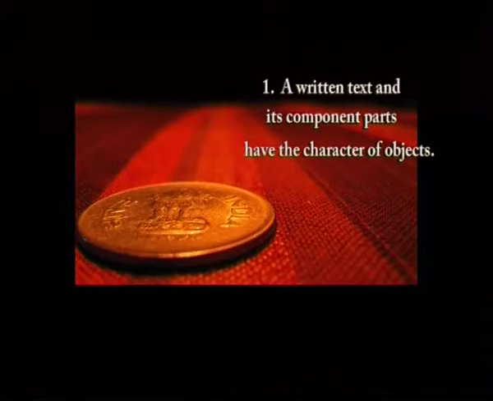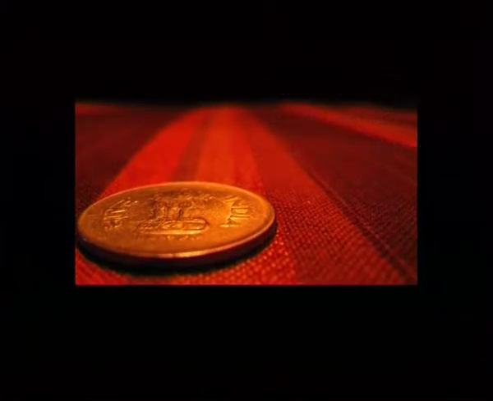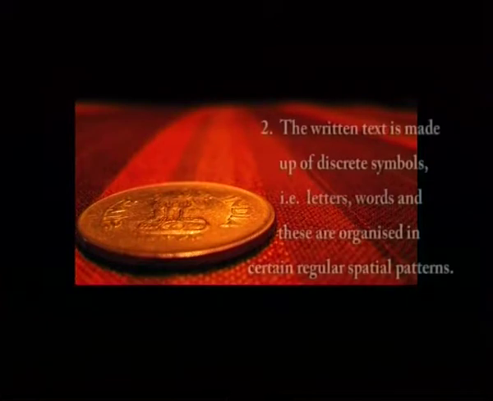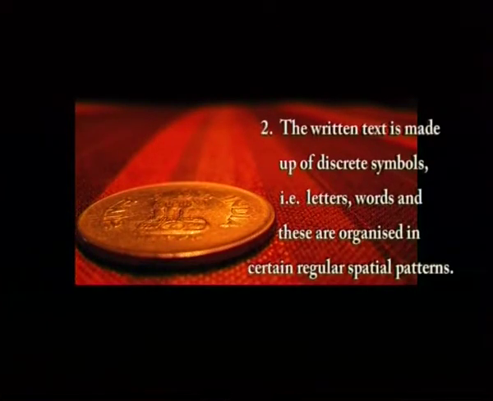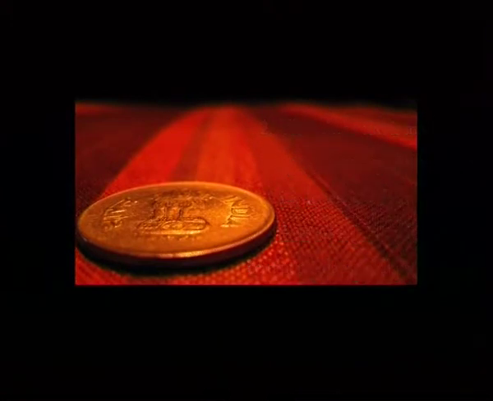They are persistent and static. Second point, the written text is made up of discrete symbols, that is, letters, at least in print, and graphics or words, and these are organized in certain regular spatial patterns. These symbols are the approximate counterparts of only some of the structural, that is, segmental, phonological, grammatical, lexical features of spoken language.